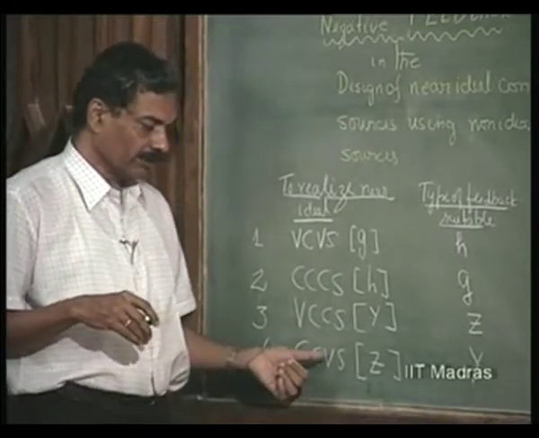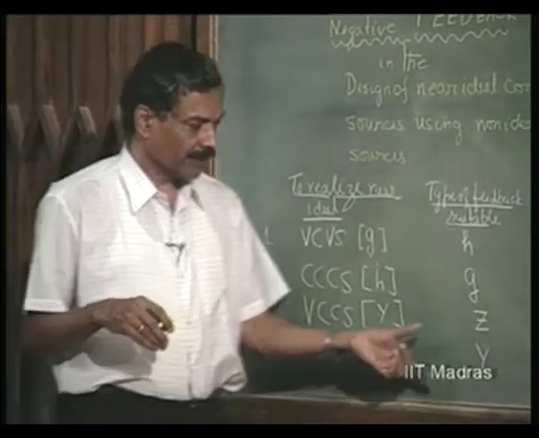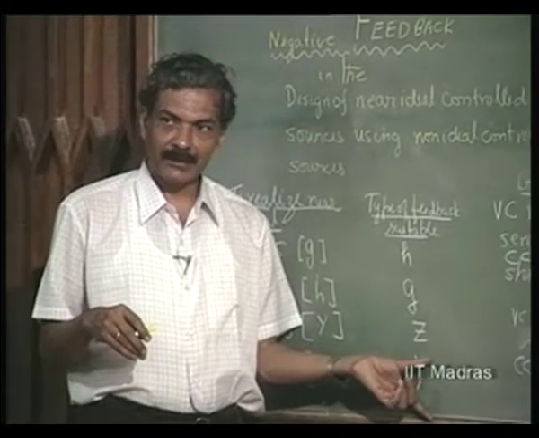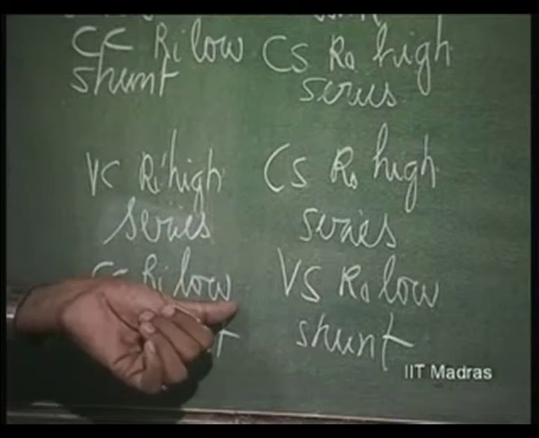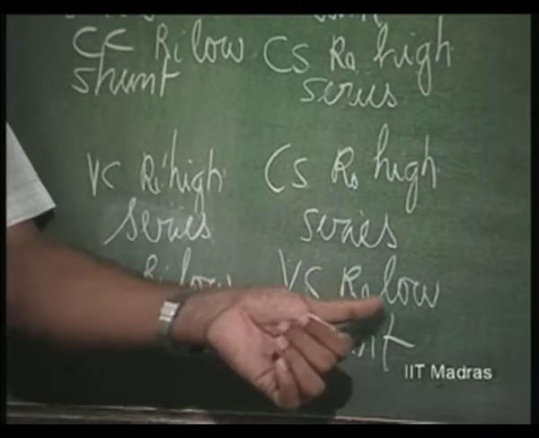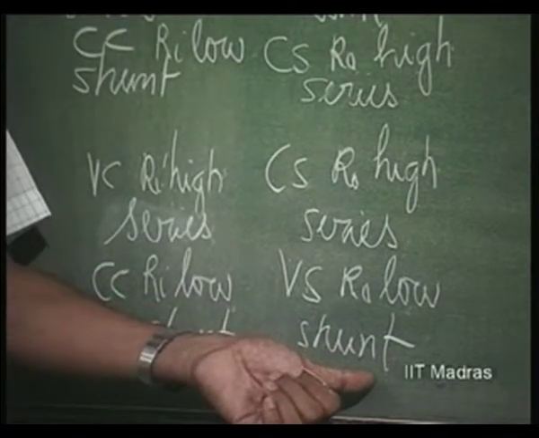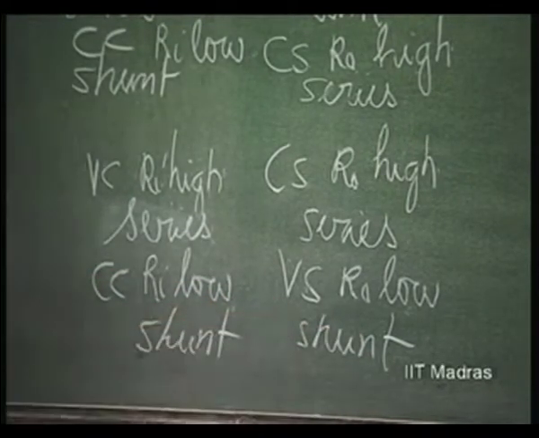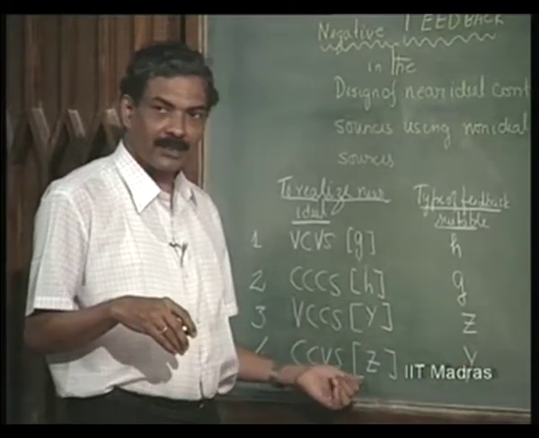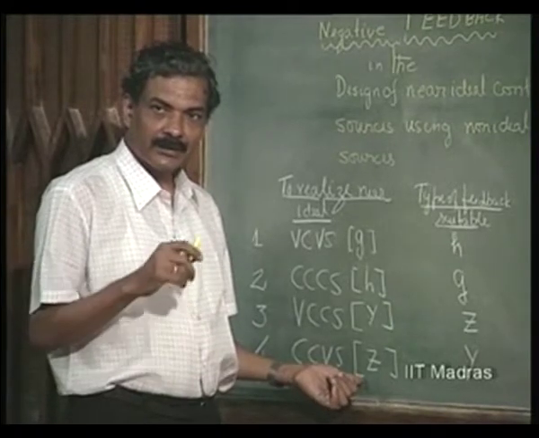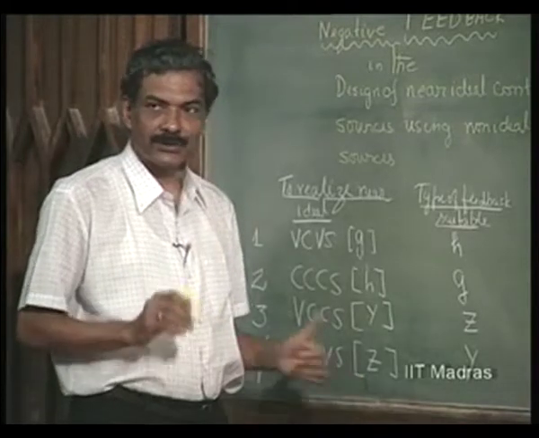Similarly, a current controlled voltage source is ideally expressed by Z parameters. The type of feedback that you have to give is Y feedback, because current control means Ri is low, and voltage source means R naught is low, so things are in shunt at the input and shunt at the output. This is also called shunt feedback, and this Y feedback modifies the Z parameters, making ZF get stabilized and all the other parameters go towards 0.